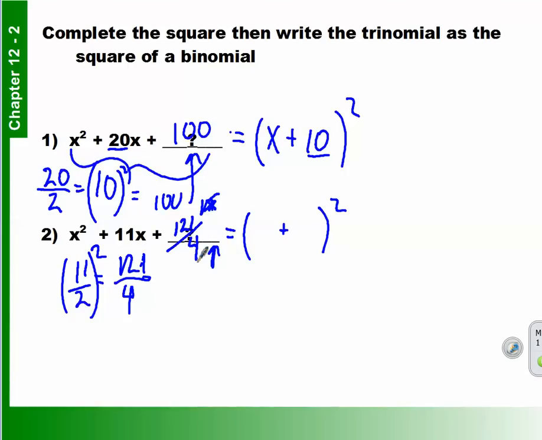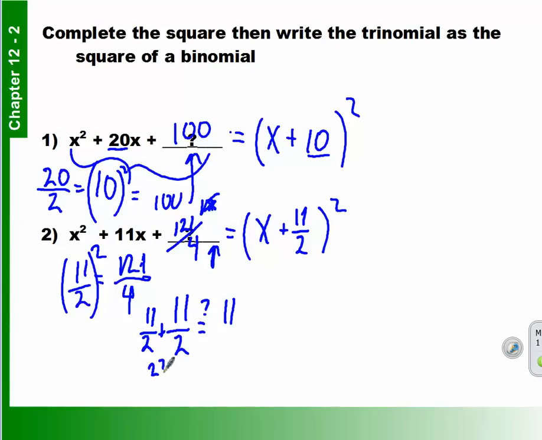And just to prove this works, what's going to be in my binomial here? What's going to be my first term? So we're going to have x here because x times x is x squared. What times itself is 121 over 4? 11 over 2. Now we all agree right now that 11 over 2 times 11 over 2 is 121 over 4. But we also need to make sure that 11 over 2 plus 11 over 2 is equal to 11.